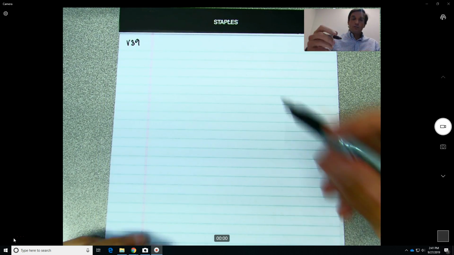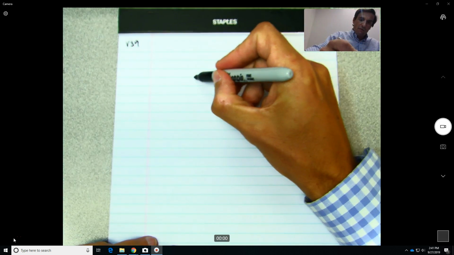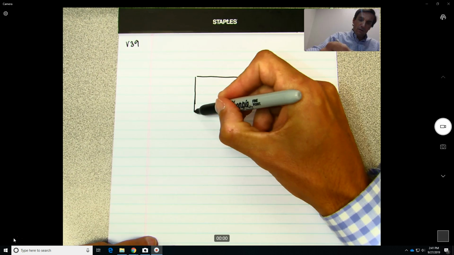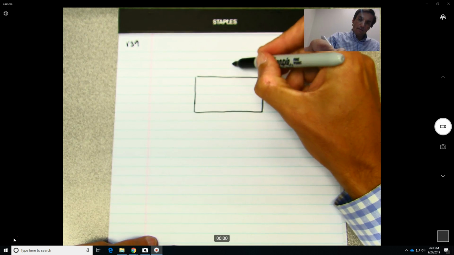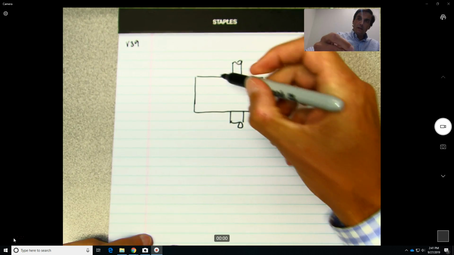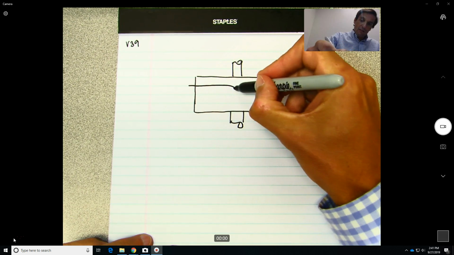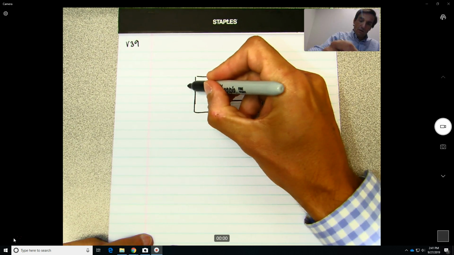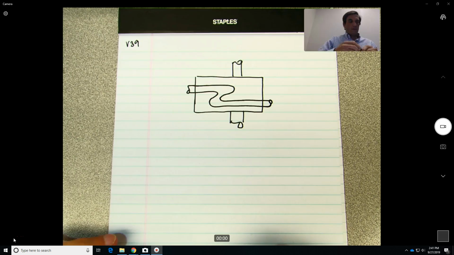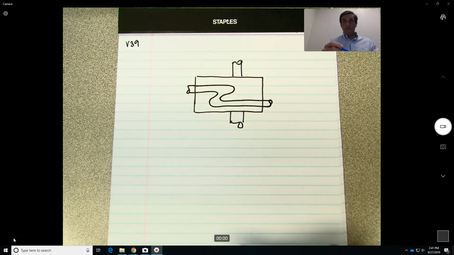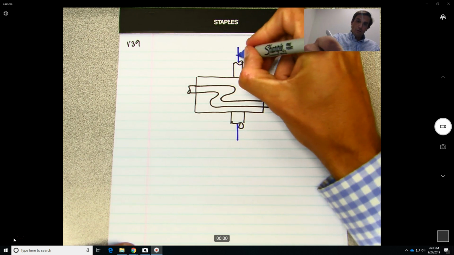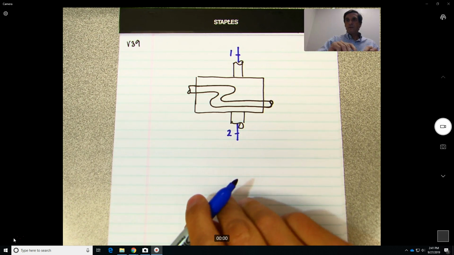Okay. So we have here our system in which we're going to have the pipe of air coming this way, and then we have the pipe of refrigerant coming this way. So let's see. Let's say this will be the air. This is 1, 2, air.